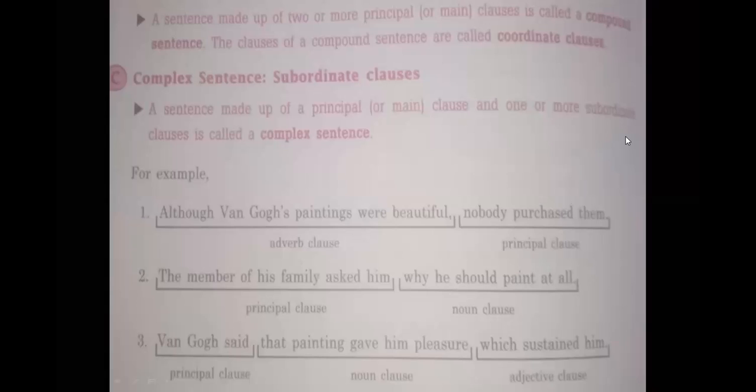When you talk about the subordinate clause and you get the principal clause in the sentence, that complete sentence is called a complex sentence. See, the next one: the member of his family asked him why he should paint at all. So, why he should paint at all is the noun clause. The member of his family asked him is the principal clause. So, again, it is a complex sentence. One is the principal clause, the second one is the subordinate clause.